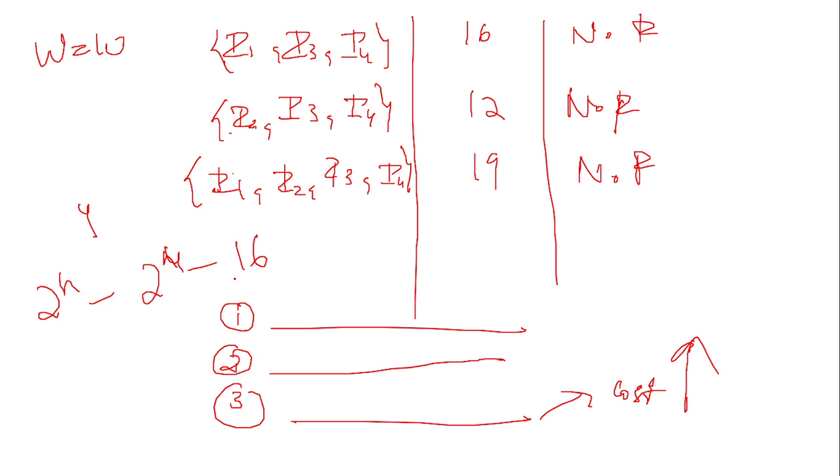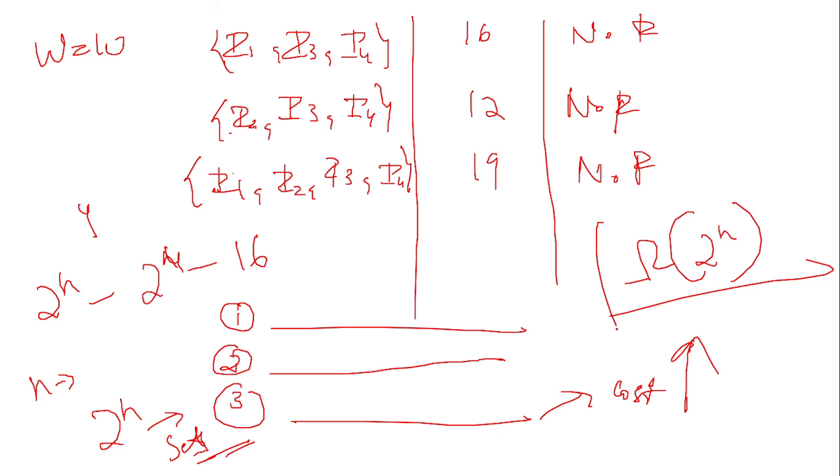If there are n items, then the exhaustive search will generate 2 power n combinations of sets. So since it generates 2 power n sets, we can consider the complexity of this exhaustive search as omega of 2 power n. This will be the complexity. This is how you solve the knapsack problem using exhaustive search.